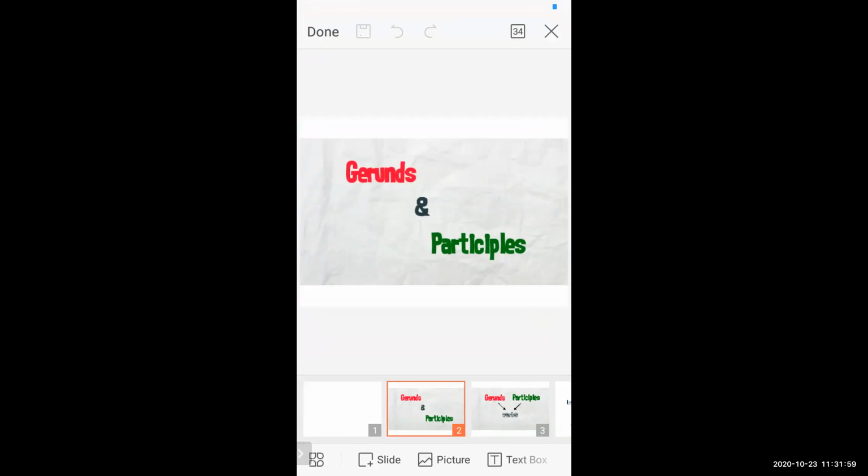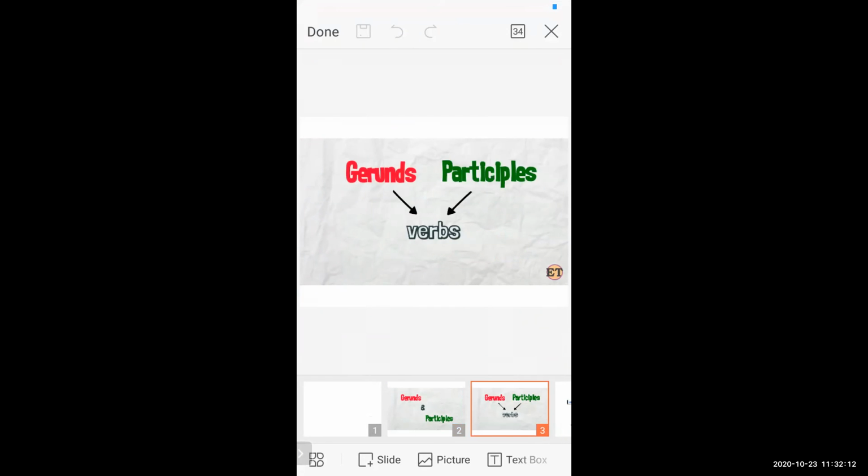Okay, students, let me start a new topic in our grammar: the gerund and participle. What are the gerund and participle, and how do we identify them? That is what we will see in today's lesson. Gerund and participle are both connected with verbs. Their forms are verbs, but their functions and behavior are different. That is what we have to see in today's lesson.